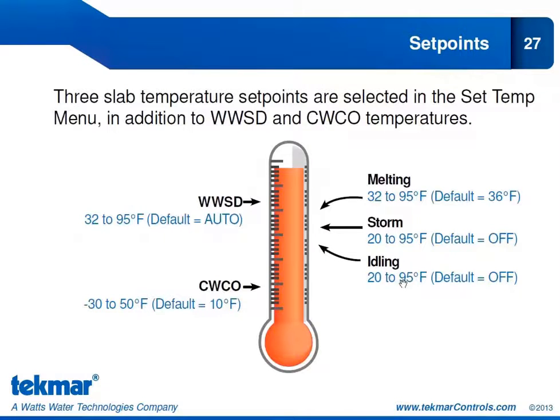So the storm and idling both have a very large range, 20 to 95 degrees. Our default here is off. And melting goes from 32 to 95, and our default is 36 degrees Fahrenheit. That's a good melt temperature.